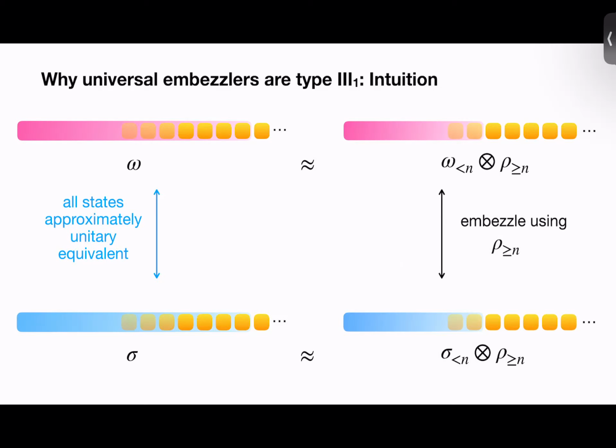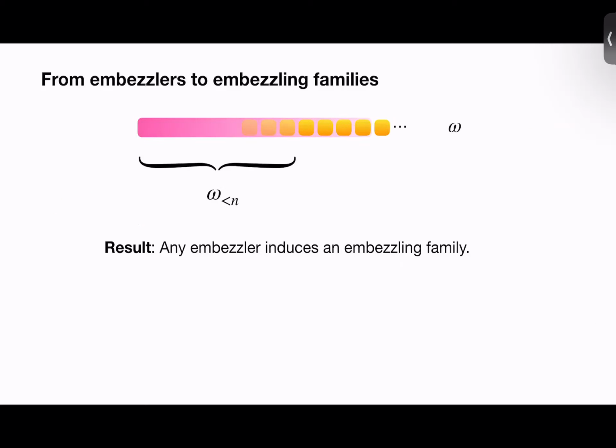Okay. One other nice thing is that suppose we have an embezzling state on this infinite spin chain, then we can show that if you only look at the first n spins, you actually get an embezzling family in the sense of what we discussed in the beginning. I will later say a bit more about the conventional embezzling family, but not much. Okay.